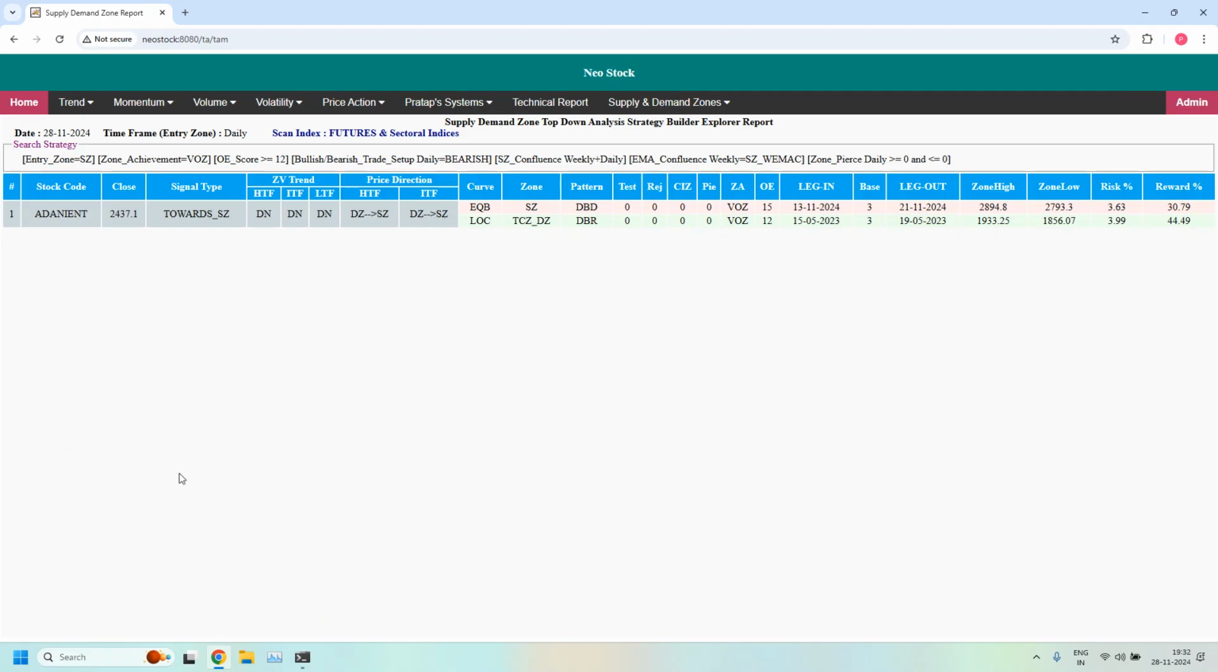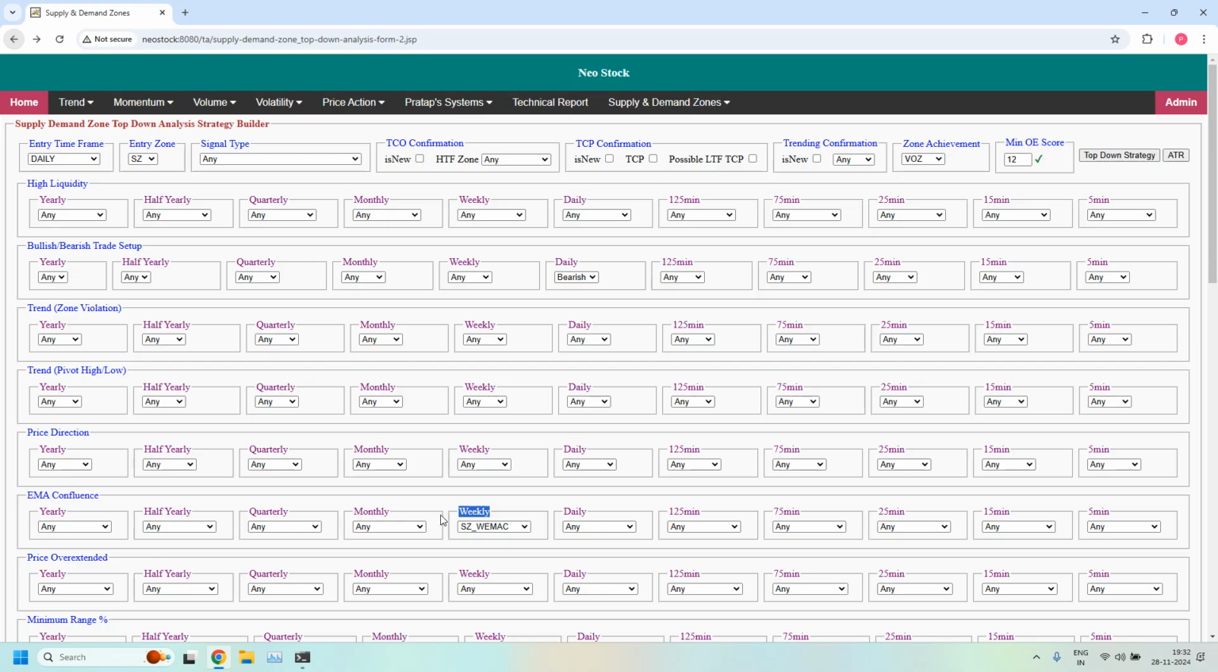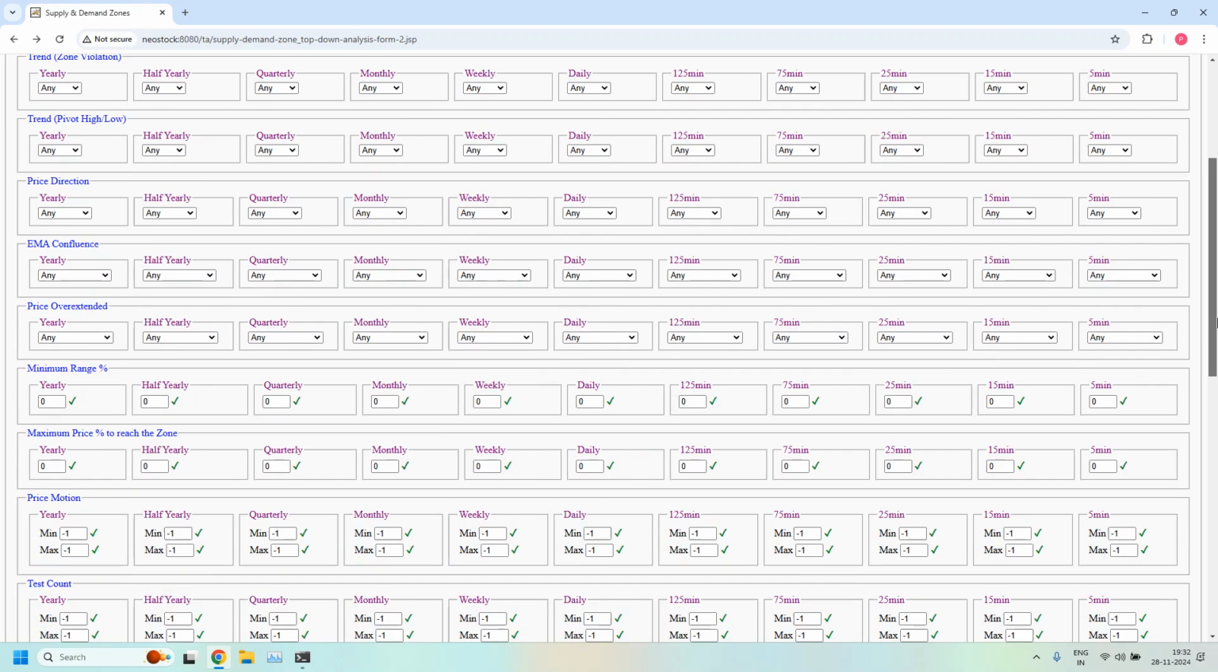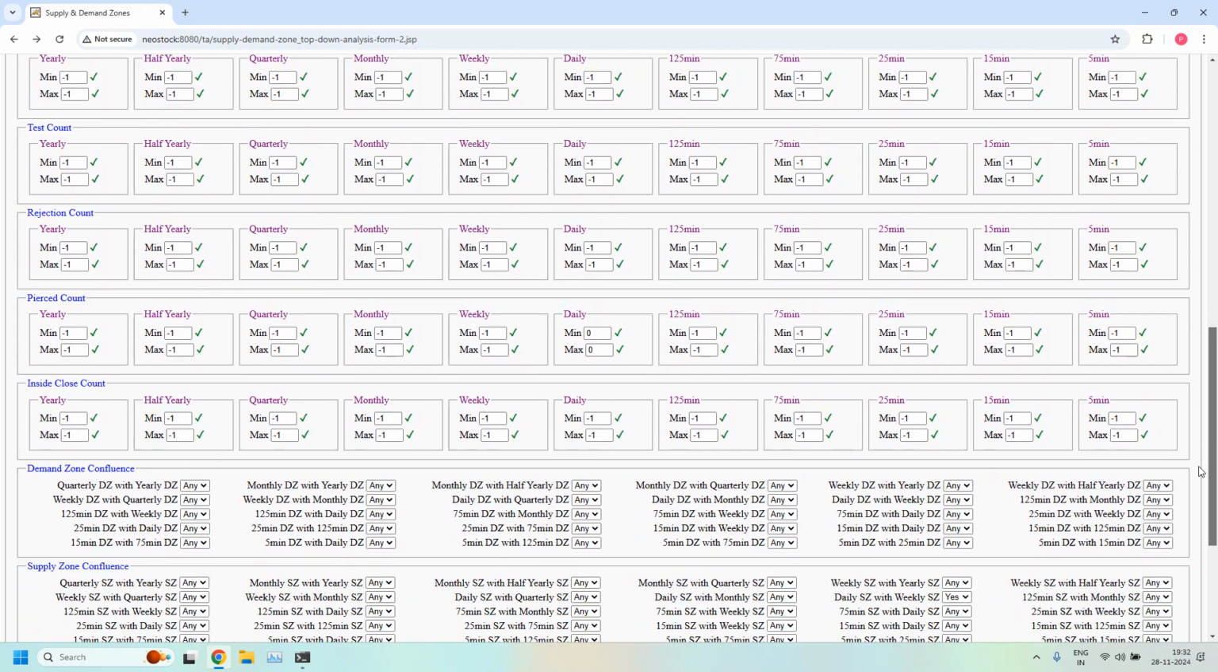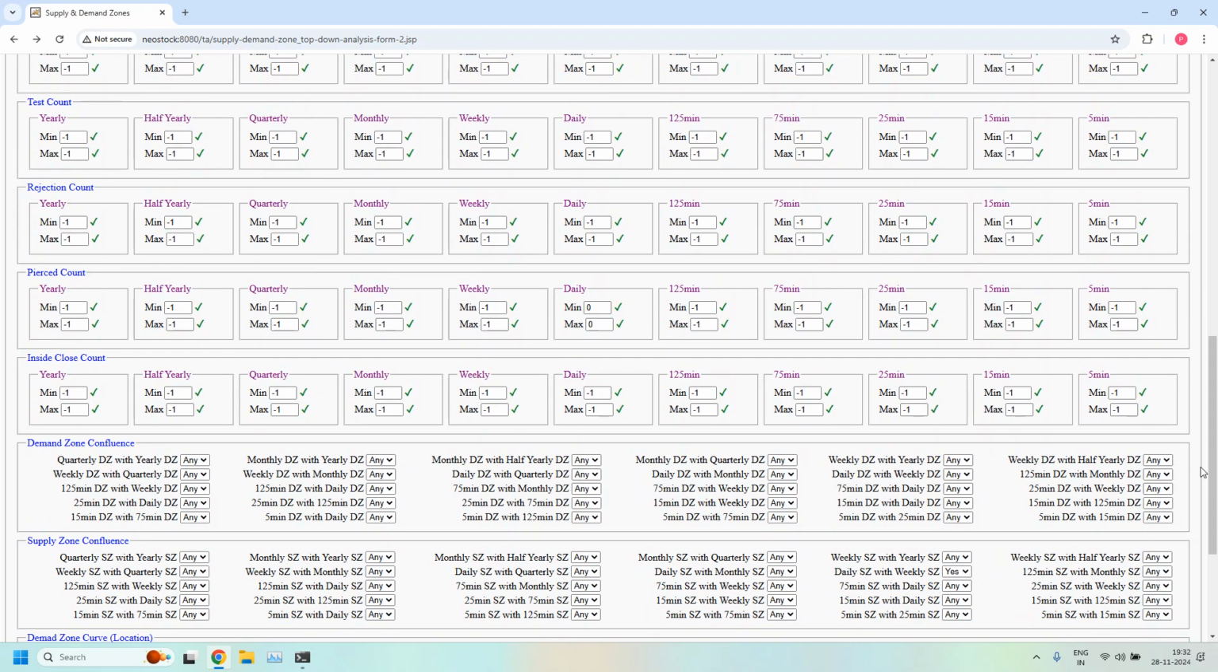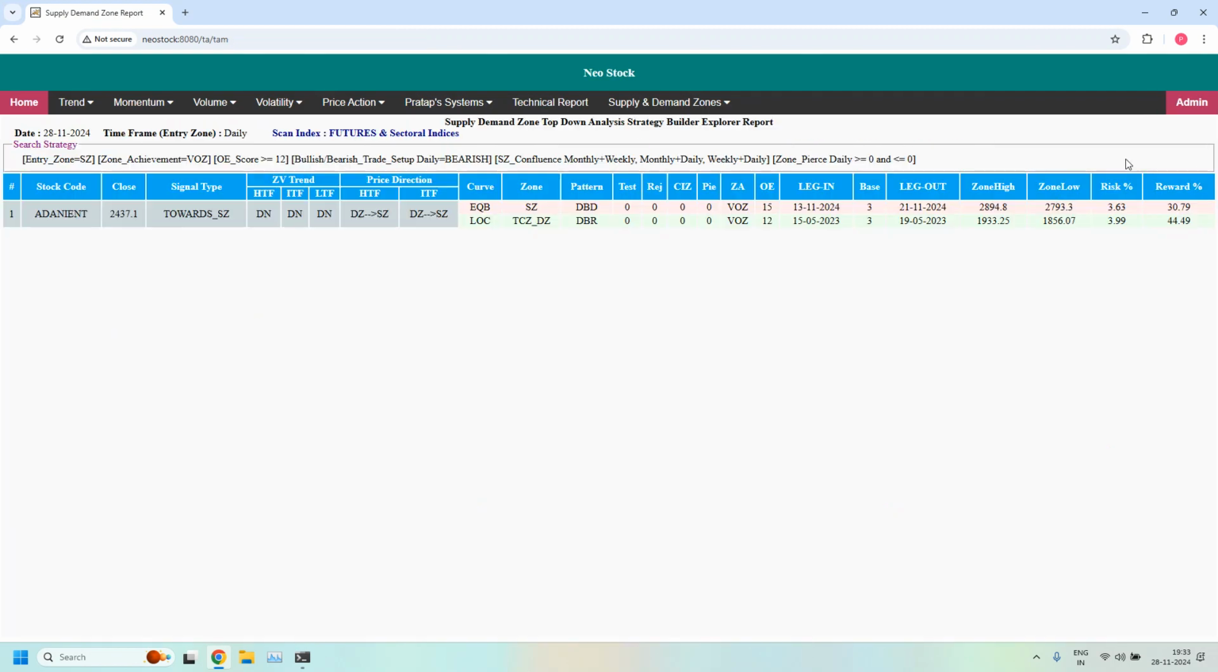Next, let us look for LTF, ITF, HTF supply zone confluence and removing this EMA filter. And in the supply zone confluence, we need to add 3 filters. First filter is already enabled. That is a daily with weekly supply zone confluence. Next, daily supply zone with monthly supply zone confluence filter and weekly supply zone with monthly supply zone confluence filter are enabled. With all the 3 filters, we got 1 stock.